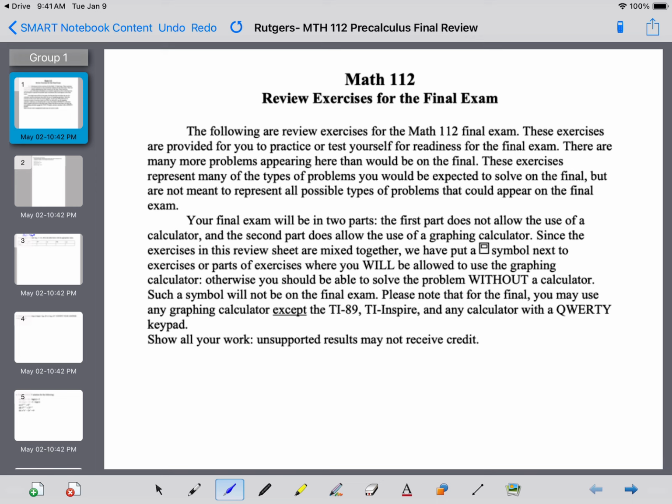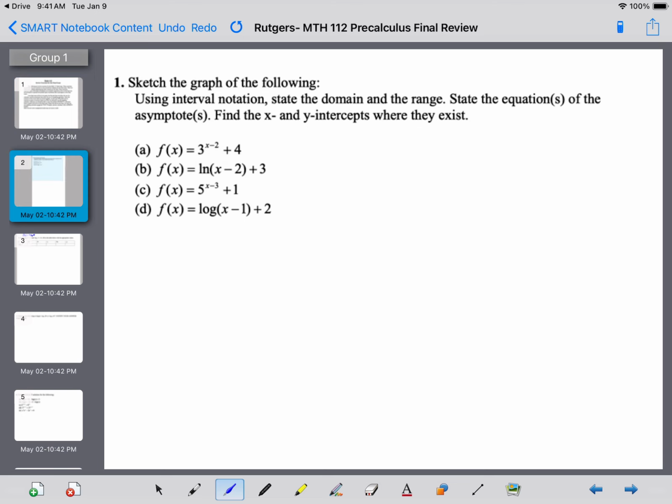According to the description for the final exam, it will be in two parts. The first part does not allow the use of a calculator. The second part does allow the use of a graphing calculator. So throughout the review, if we see that calculator symbol next to the question, it means that you would be permitted to use a graphing calculator on your final exam for those types of questions.